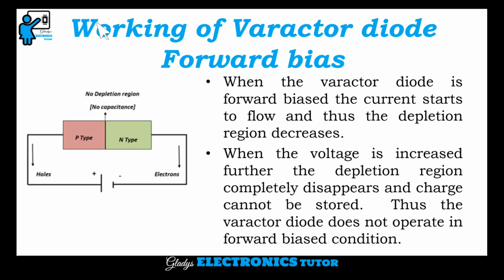So let's see about the working of varactor diode. This is forward bias. So when the varactor diode is forward biased, the current starts to flow and thus the depletion region decreases. So here no depletion region when it is forward biased. When the voltage is increased further, the depletion region completely disappears and charge cannot be stored. Thus the varactor diode does not operate in forward biased condition.